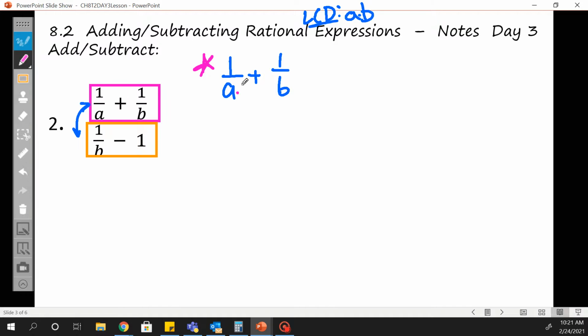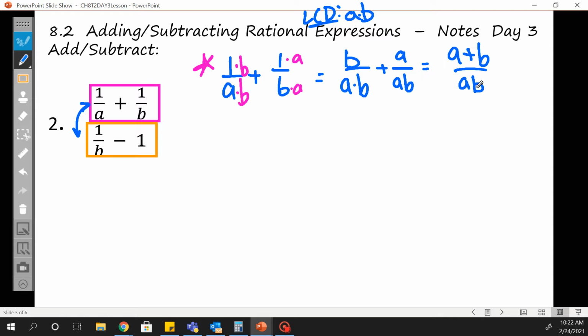To get that, we would multiply the first fraction by B, and then multiply the second fraction by A. That gives us B over AB plus A over AB, which is A plus B over AB. Now we do A plus B instead of B plus A to keep it in standard form. So this is simplified for the numerator.